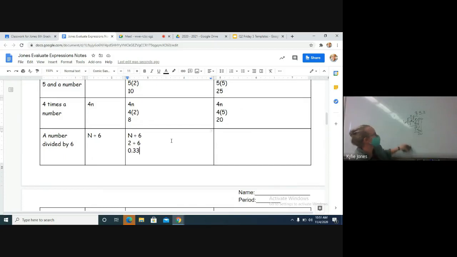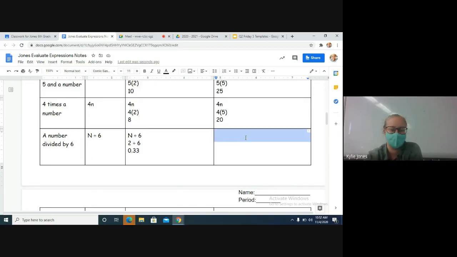So our decimal here is 0.33, 33 hundredths. It will just keep repeating and repeating, so we'll just leave it as 0.33. Yes, Charlie? I mean, we do that sometimes. Yeah, we have before. All right. Our next one. We are going to replace n with 5 this time. So I'm going to copy and paste n divided by 6 again.